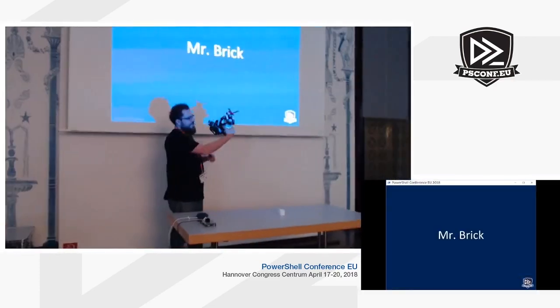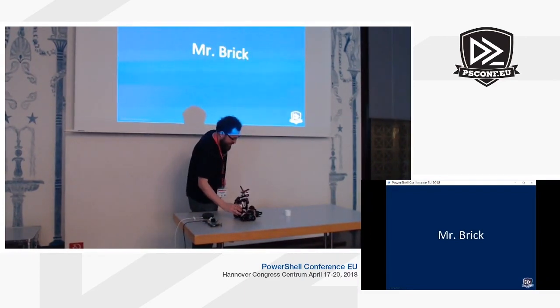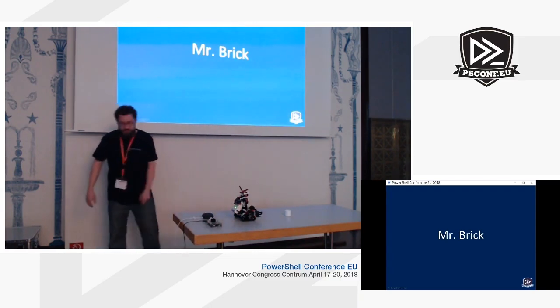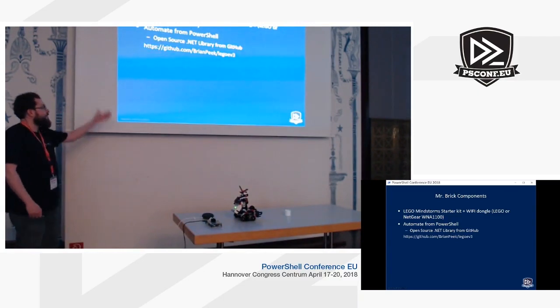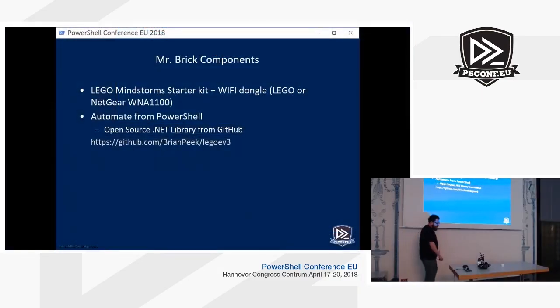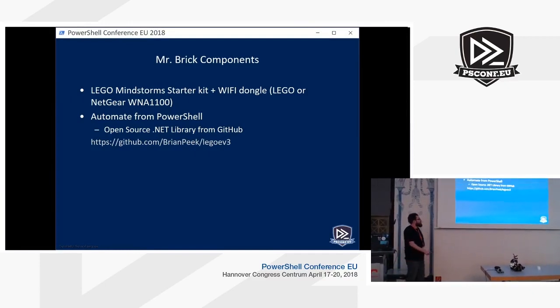The only thing I've added is a little Wi-Fi adapter here so that I can control it via Wi-Fi. And the Wi-Fi adapter can either be from Lego or you can buy the same adapter directly from Netgear. So here is the information if you need it afterwards. And of course, when I bought this robot in 2012, I think, it was because I wanted to try and do it from PowerShell. And I asked my boss, hey, don't we need a Lego robot in the office? And he said, yes, buy 2. So we bought 2.